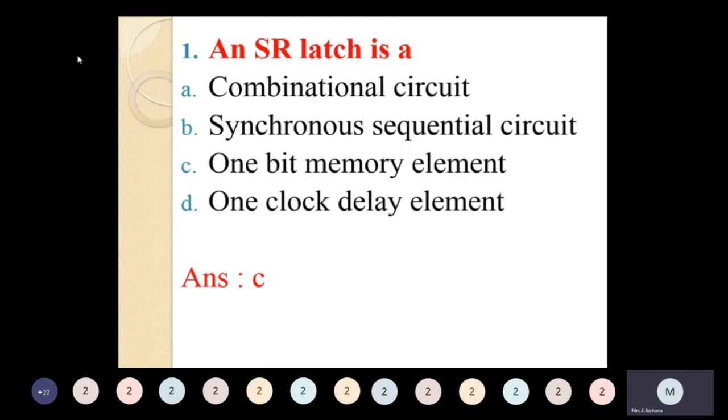So latches and flip-flops are the most important building blocks of our sequential circuit. Latches and flip-flops are the memory elements used in our circuit to store the binary information, that is the past history of our inputs. So an SR latch is a one bit memory element.